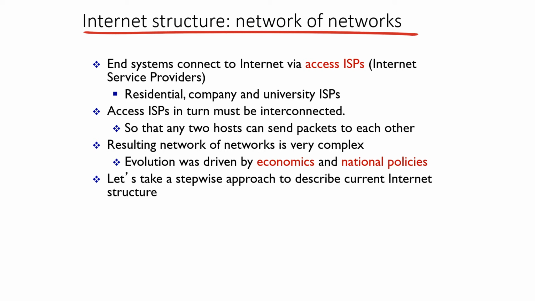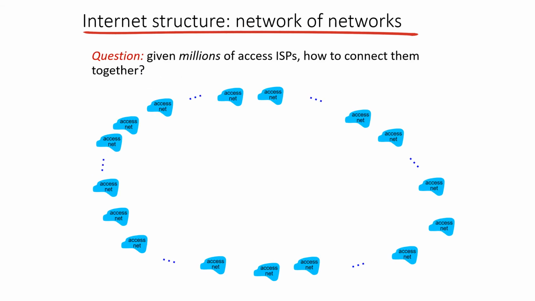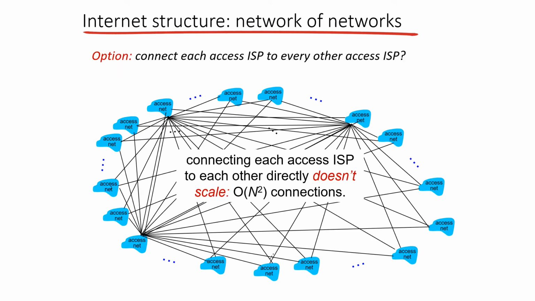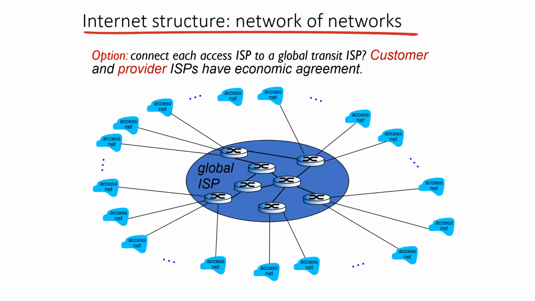So let's take a step-by-step approach to describe the internet structure. The question is, you have been given millions of access internet service providers. Now, how do we connect all of these access ISPs together? If we connect each one of them with each other, then the complexity of the system arises because this is a complete mesh. So it does not scale well economically in terms of the cost, and frankly speaking, this is just not possible. So how are ISPs connected to every other ISP?